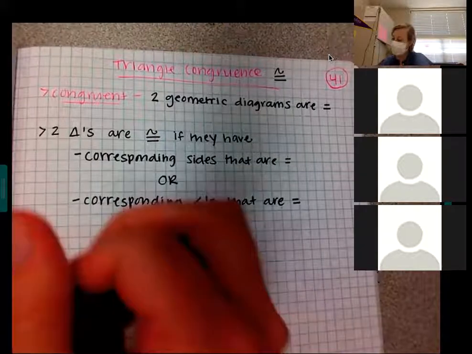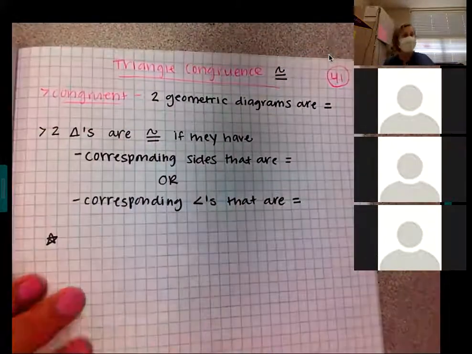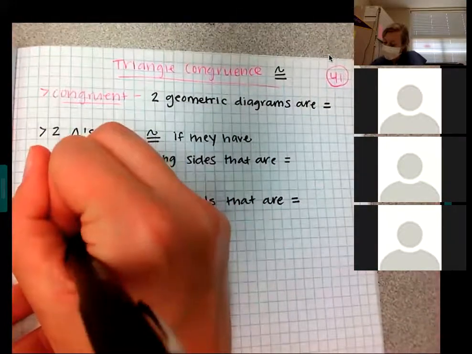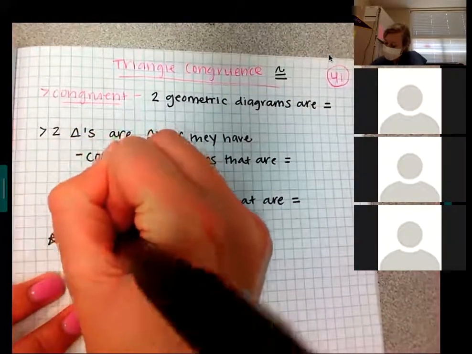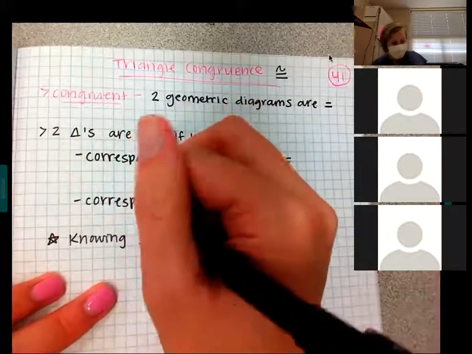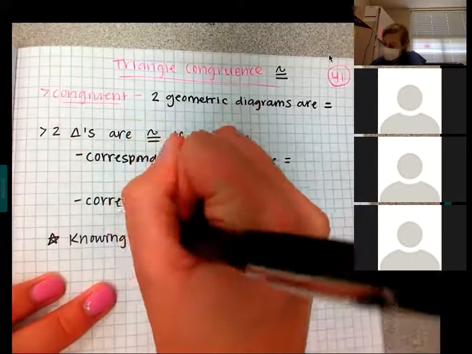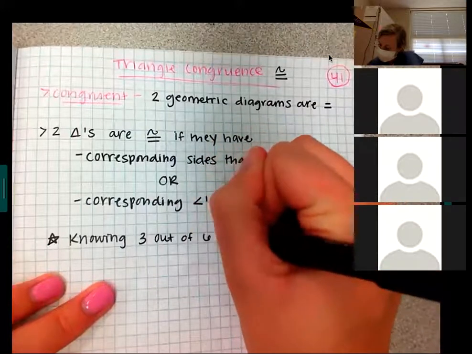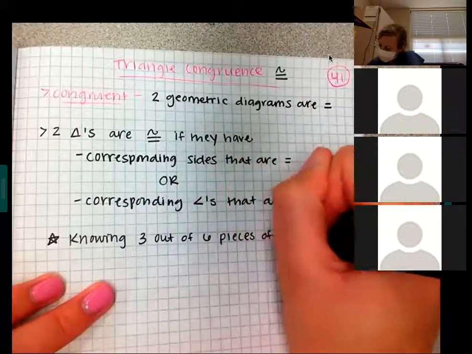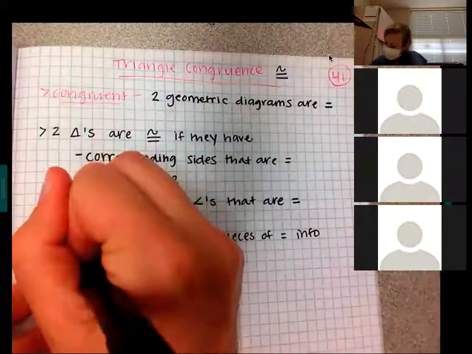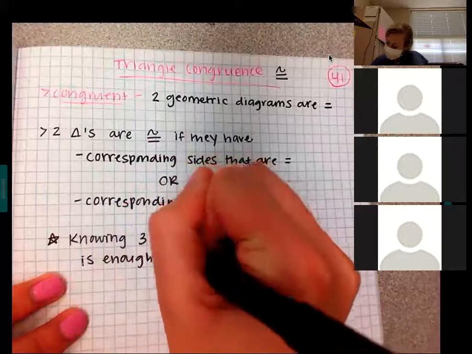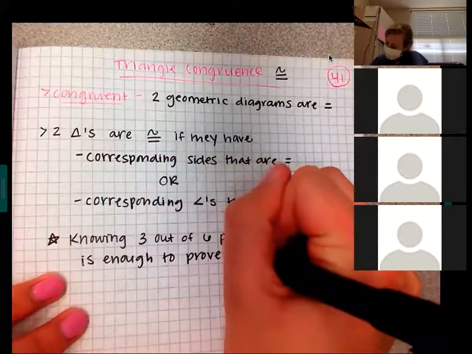And then we just talked about this. Do you have to know all six things? Okay. So knowing three out of six pieces of equal info is enough to prove congruence.